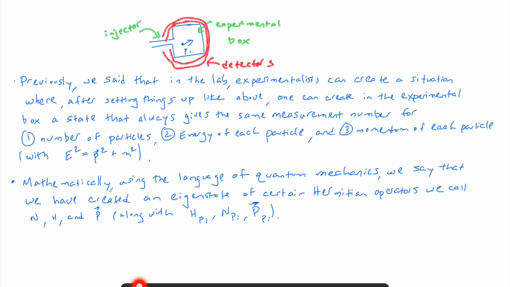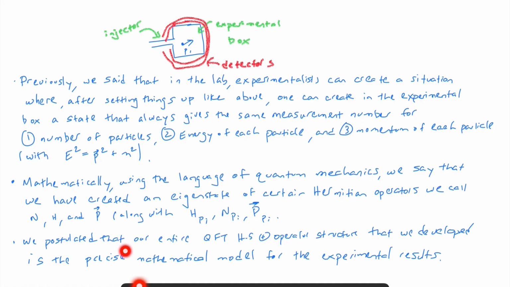The big point is that if we set up the experiment identically, and then keep doing the same experiment over and over again, we know that in quantum mechanics we can actually get different results, but certain times we get exactly the same result over and over again, so that we know we're in an eigenstate of certain operators. That's in the language of quantum mechanics.